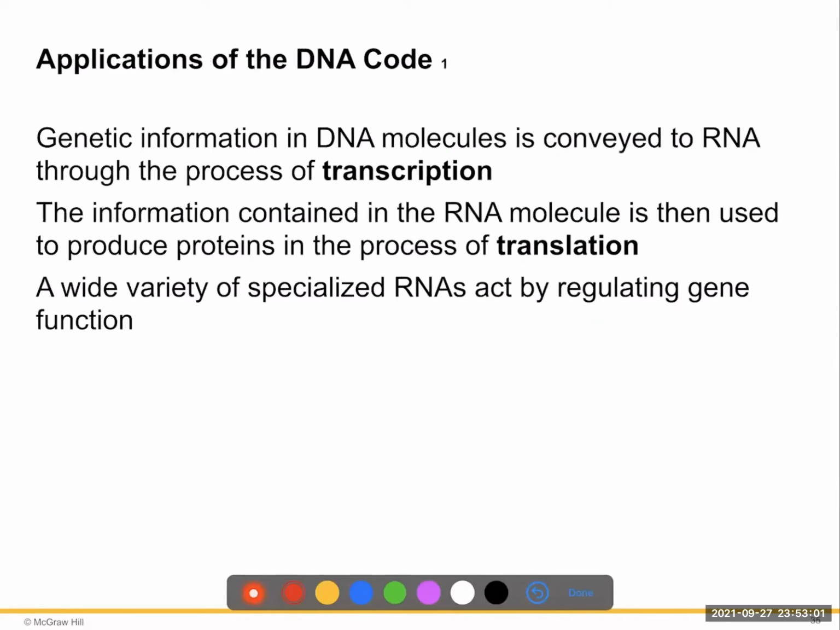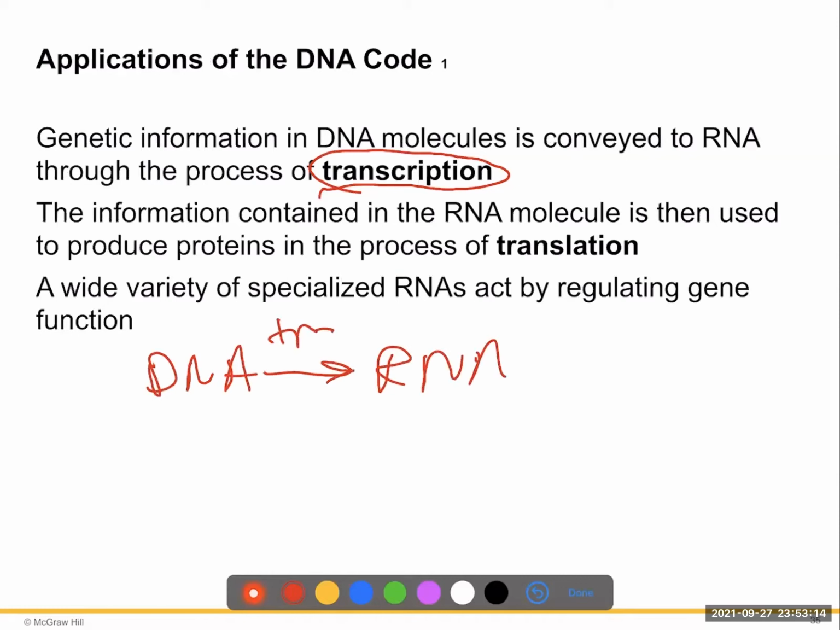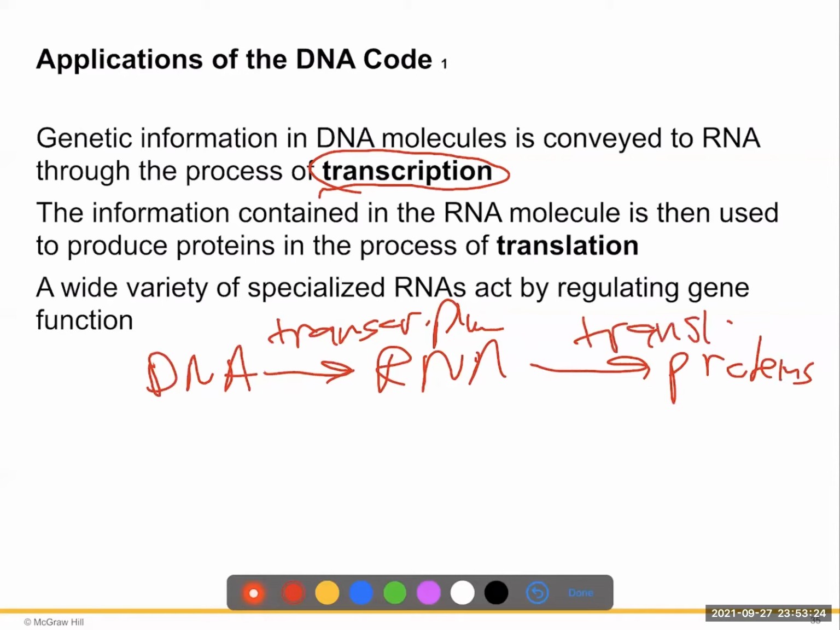So genetic information, DNA, is conveyed to RNA through what's called transcription. Transcription is a process of DNA going to RNA. That's transcription. RNA goes to proteins. That's translation. Okay. So when DNA is converted into RNA, that's transcription. RNA forming proteins is translation. Okay.